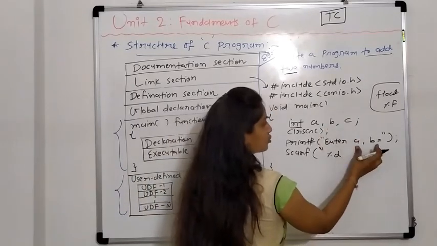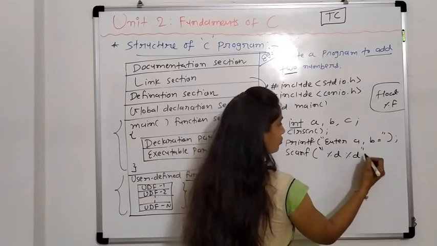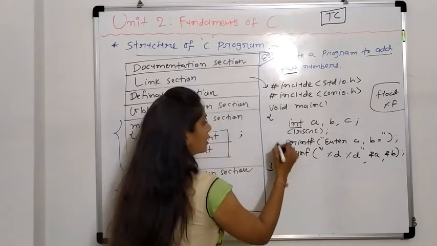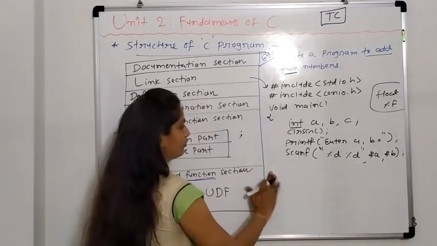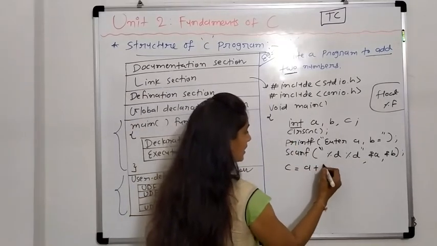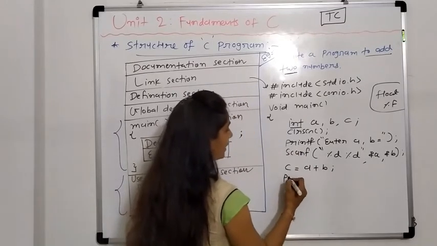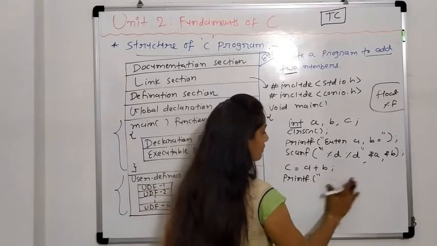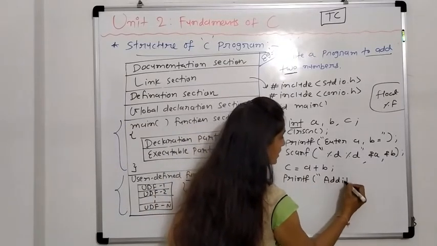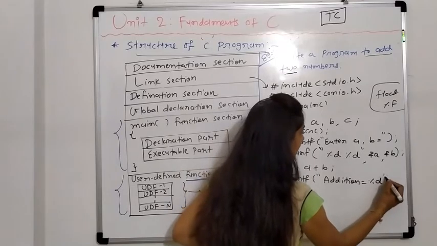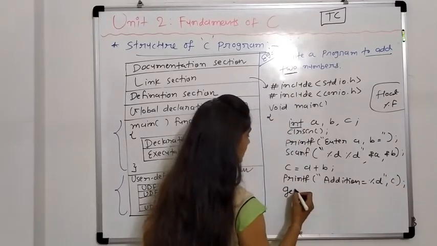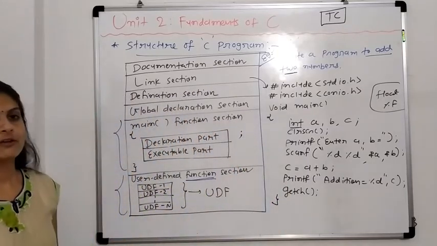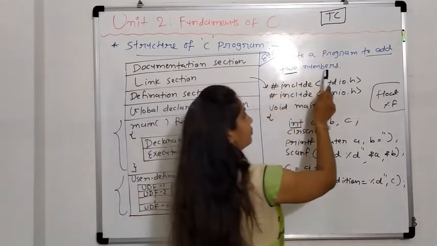How many times? 2 values. So write it 2 times. Then &a and &b. This is our input. After input we do the calculation, that is c equals a plus b. And then printf, that is our output, addition equals %d comma c, and last is getch. This is the program for finding the addition of two numbers.